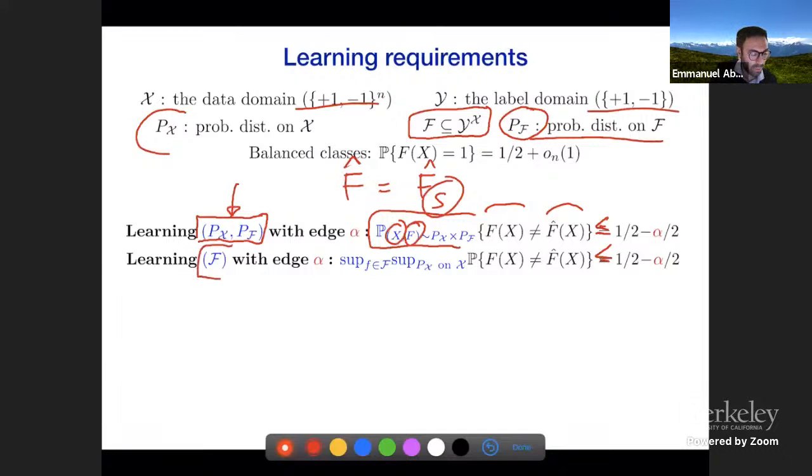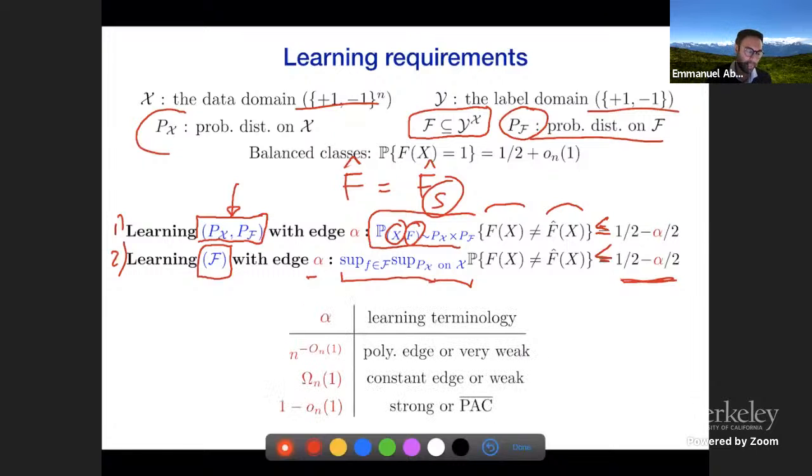The other one is the more classic one, where you have learning for a class f of functions, and you get learning with an edge alpha. If this time I'm going to put the worst case over the functions in the class and over the distribution on x, in the same requirement. And of course, if you fail at learning in the first condition here, then you also fail at learning in the second condition. So if for some choice of px and pf you fail, then for some alpha, you also fail for the second requirement.